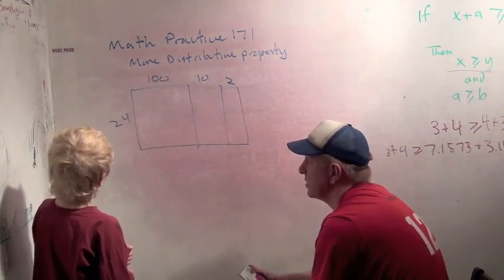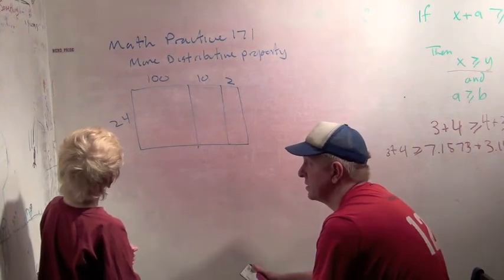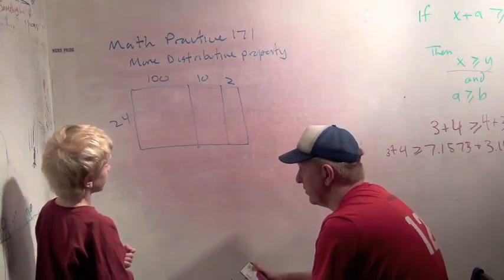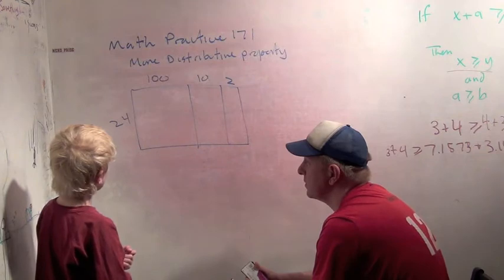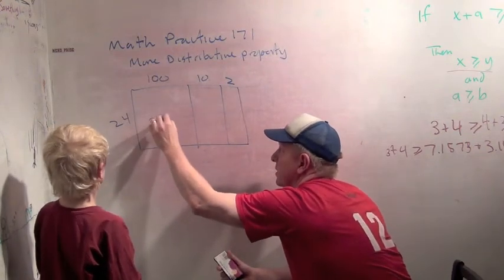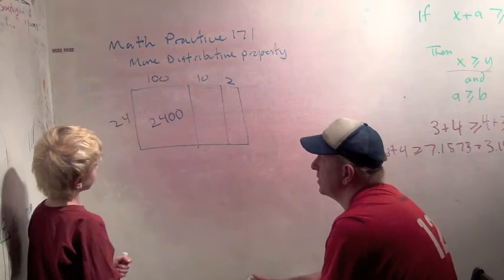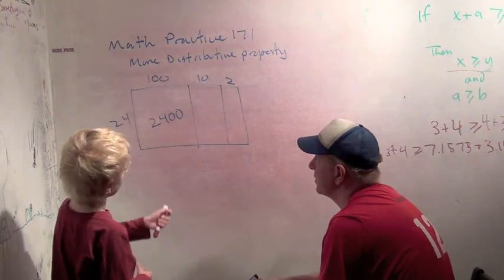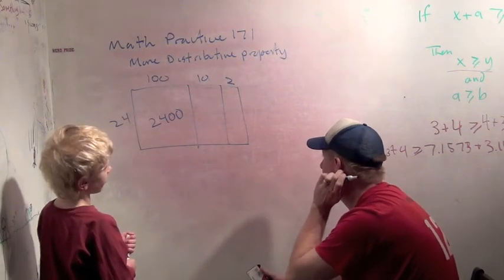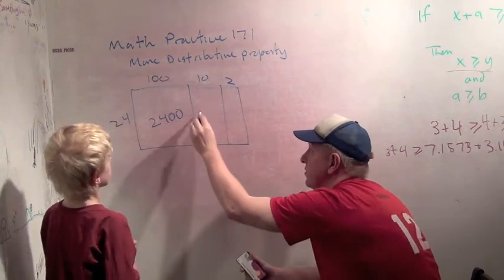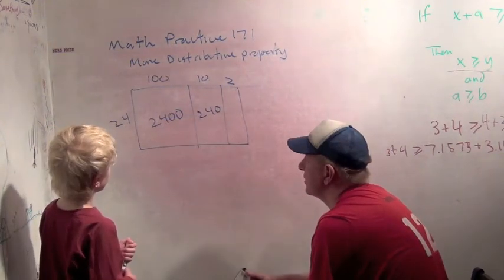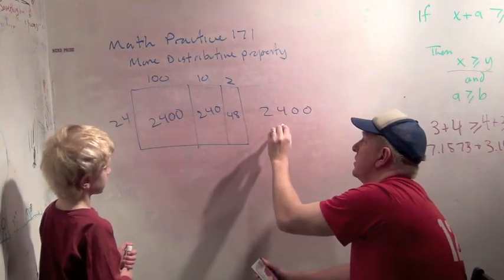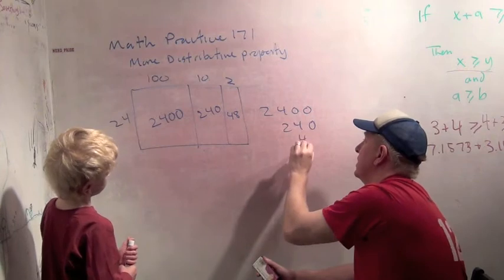Well, do you know what 24 times 100 is? 240? No. That would be 24 times 10. 2,400? 2,400. Very good. That's a lot. That's a big rectangle. So I probably haven't drawn this quite to scale. No, 24 times 10 is a bit easier. We just did that, it is 240. Very good. And then 24 times 2 is 48. So now we have to add up 2,400 plus 240 plus 48.